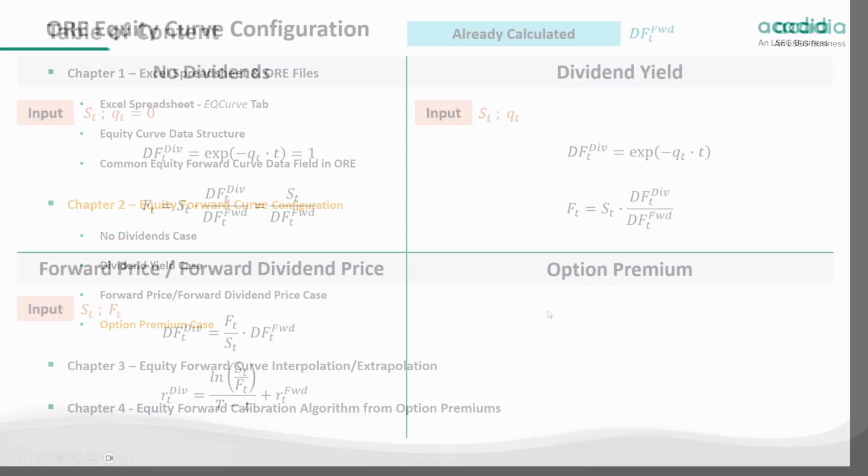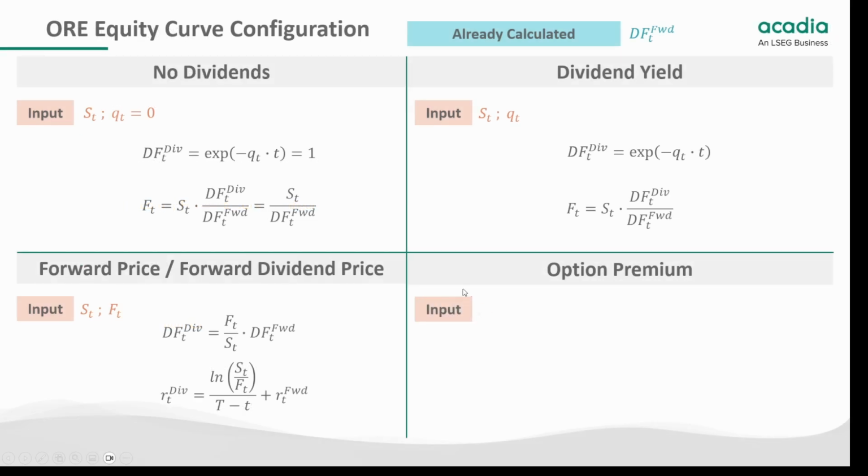And finally, we have the option premium type, which requires spot price and equity option prices. So both call and put option prices. And this is the configuration we are using for our pricing in this example, because that was the original configuration from previous ORE examples and for some of the oldest videos. Now, this is not that straightforward.